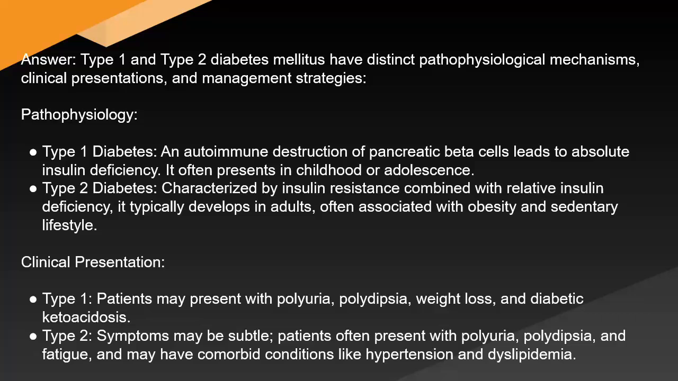Clinical presentation. Type 1: patients may present with polyuria, polydipsia, weight loss, and diabetic ketoacidosis. Type 2: symptoms may be subtle. The patients often present with polyuria, polydipsia, and fatigue and may have comorbid conditions like hypertension and dyslipidemia.